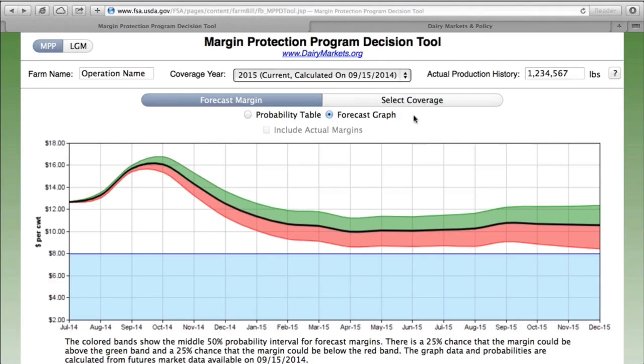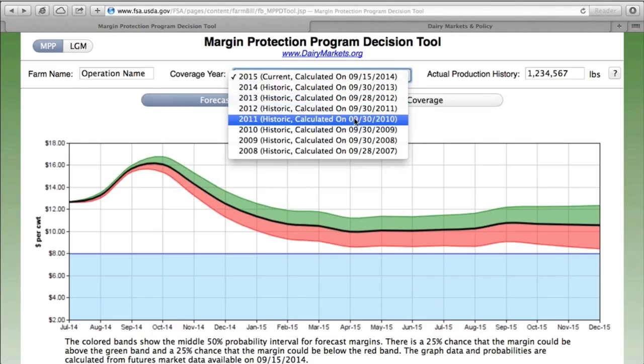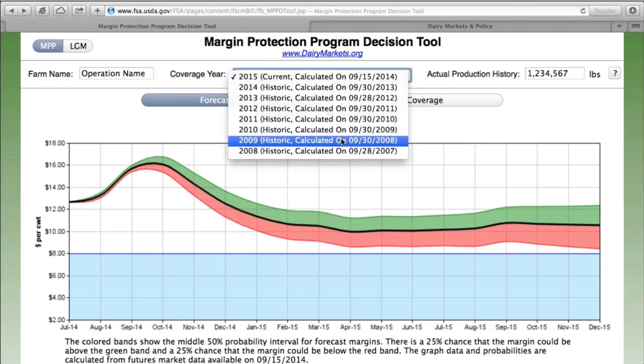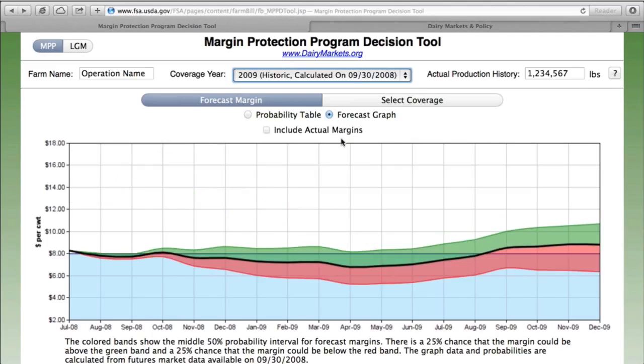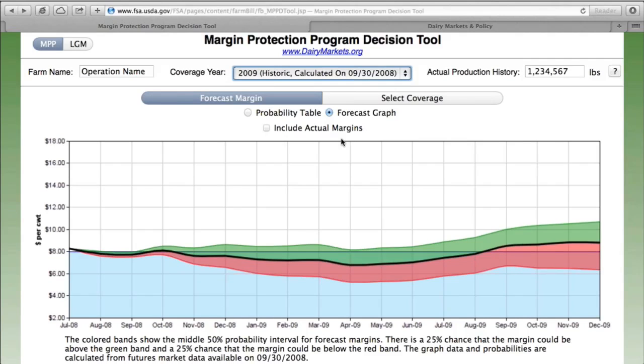I want to show you, before we get too deep into the tool, 2009 was a pretty bad year for dairy farmers. Let's look at what this tool would have showed in 2009. On September 30th, 2008, if you were to look at the markets and forecast what this margin looked like, the market identified that we were entering into a risky environment. And this is before Lehman Brothers. This is before any financial collapse. This is in September. Farmers are given an idea that you're entering a risky environment. And you can use that information to make an informed risk management decision.